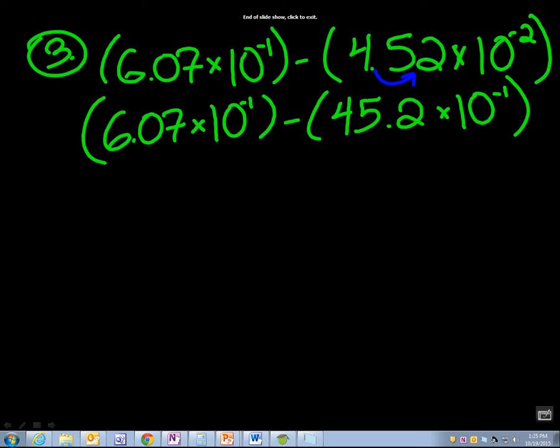So let's double check. I'm going to make sure they did that right. I have 4.52 times 10 to the negative 2. So times 10 to the negative 2 makes it go to the left. 1, 2. So I should have that. 45.2 times 10 to the negative 1 would be 5.2 times 10 to the negative 1. Yep, so I didn't do that one right.